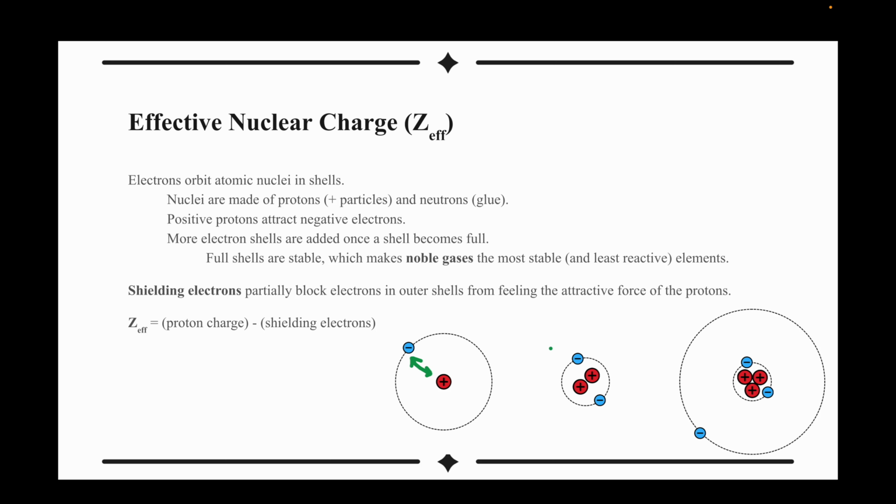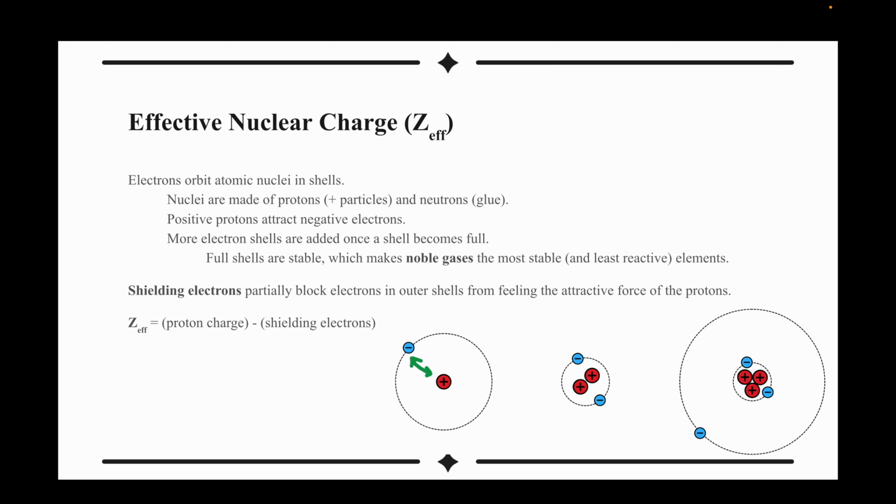If we go over to this next part of the diagram, we can see if we have more protons and more electrons, this magnetic force will be stronger. Because this force is stronger, these electrons will be pulled closer to the nucleus, and their orbit will be smaller because of that. Once an electron shell gets full, another electron shell is added. Full shells are stable, which makes noble gases the most stable elements. And remember, when something is stable, it is not very reactive.